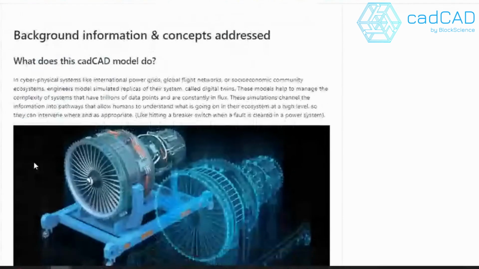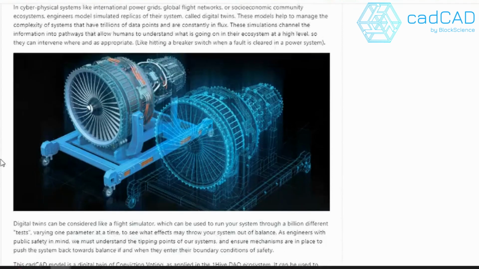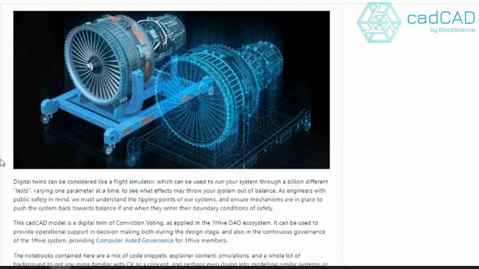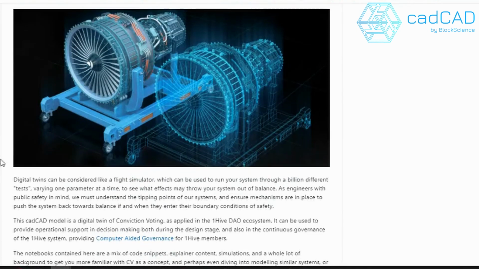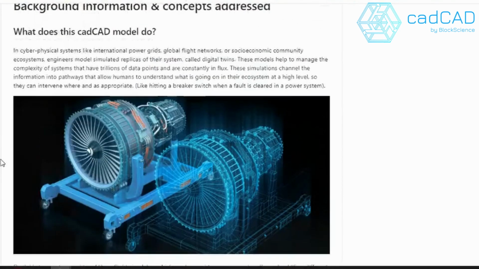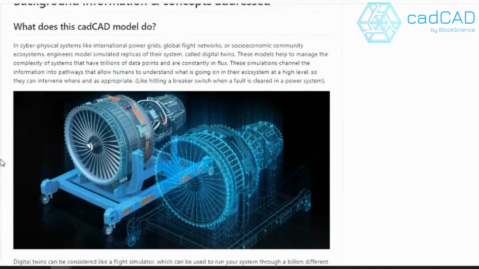So first, a bit of background information. Andrew, maybe you can tell us briefly what this cadCAD model does. Sure thing. cadCAD models are built to represent reality in the same way as you would think of a flight simulator to represent how an airplane functions, the dynamics. We call them digital twins of an economy or a type of network or socioeconomic social network, for instance.